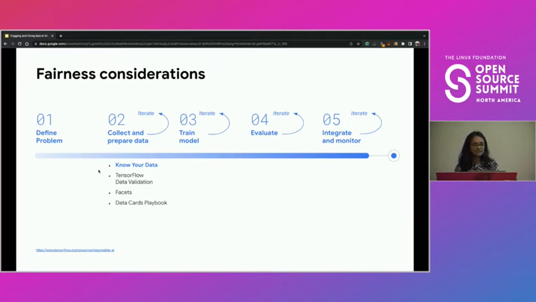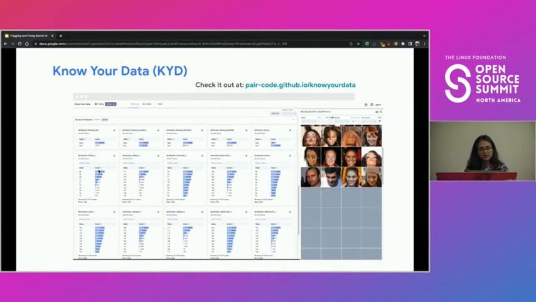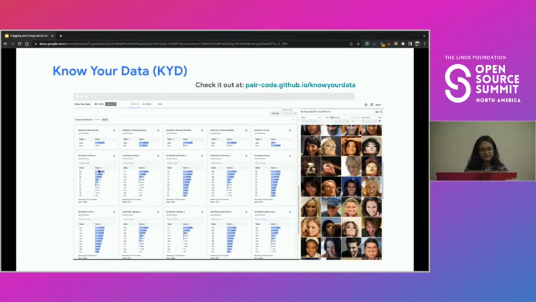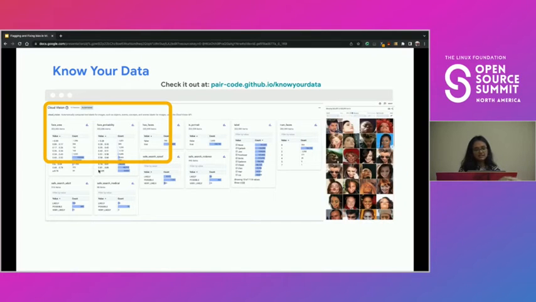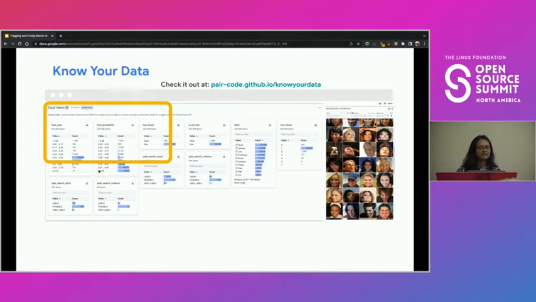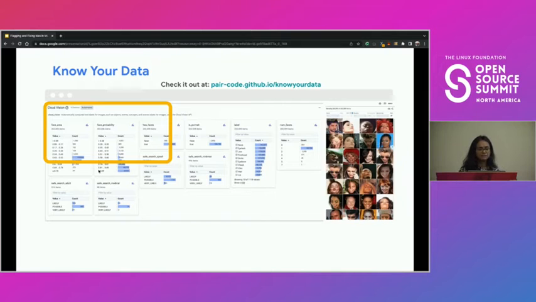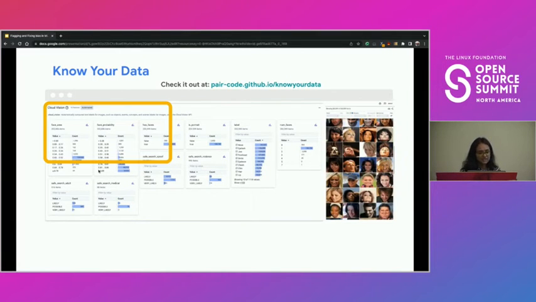So now that you have defined the problem, the next piece is collecting and preparing data. This is the piece that's hard and takes most of our time at Google. You can use this tool called Know Your Data. It's available to use, and you can play around with it. It gives you a bird's eye view of what your data looks like. It also has some inbuilt signals that can tell you if there are human faces in your data, if your picture is blurry, or if it was taken at night or in the day, and so on.